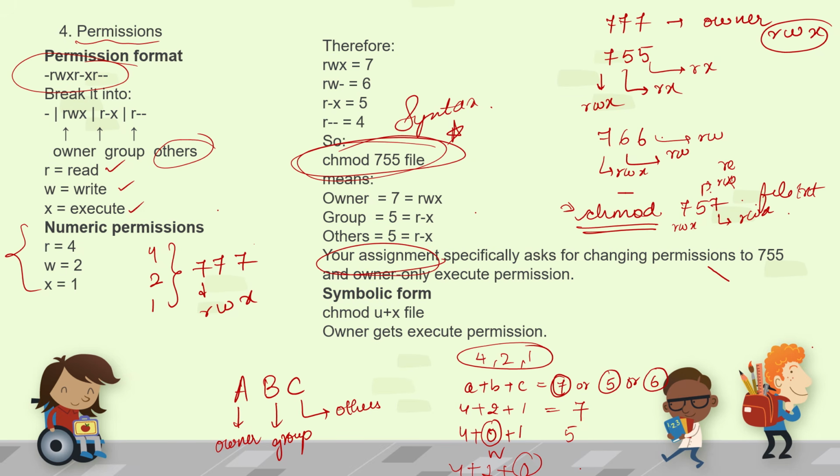Now, in our assignment, we'll also have questions related to changing permissions, or giving owners only execute permission and so on. So for that you'll use the chmod command. Now let's say in symbolic form, where we write chmod u+x. That means in the user's or the owner's permissions you are adding the execute permission also.